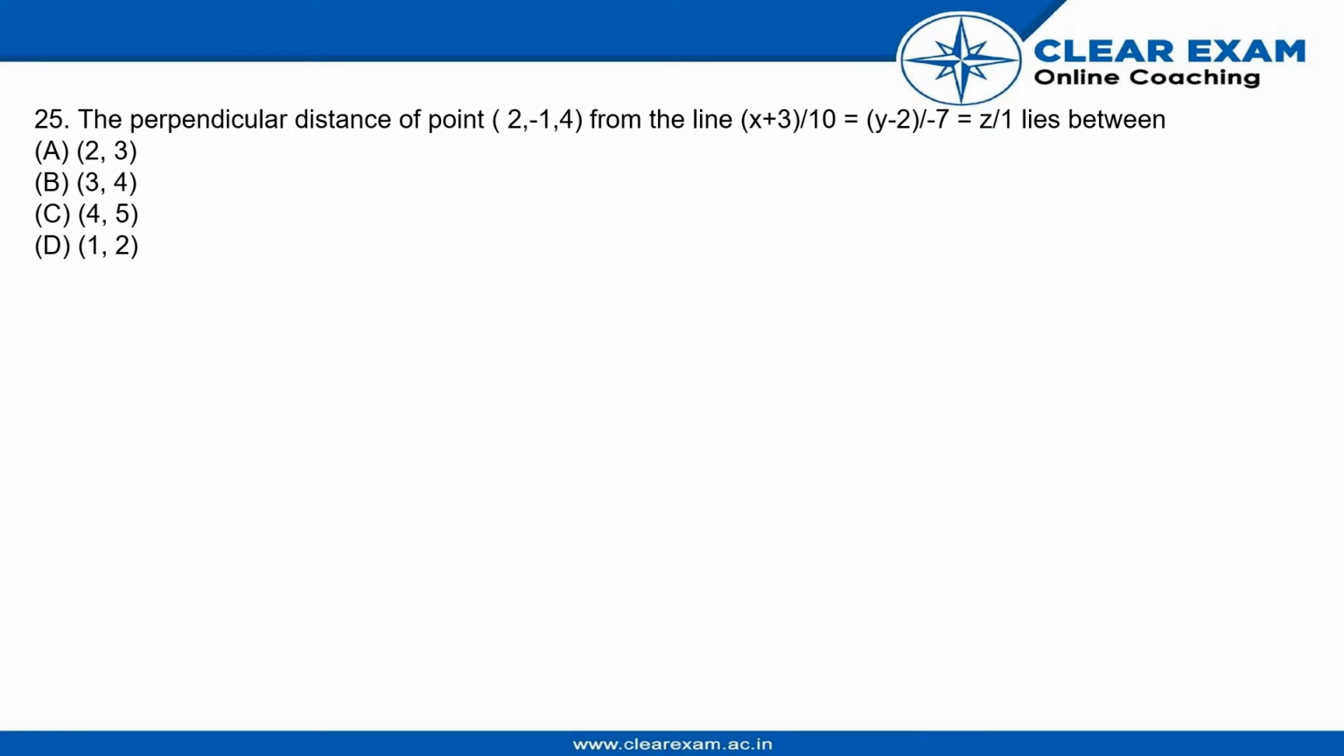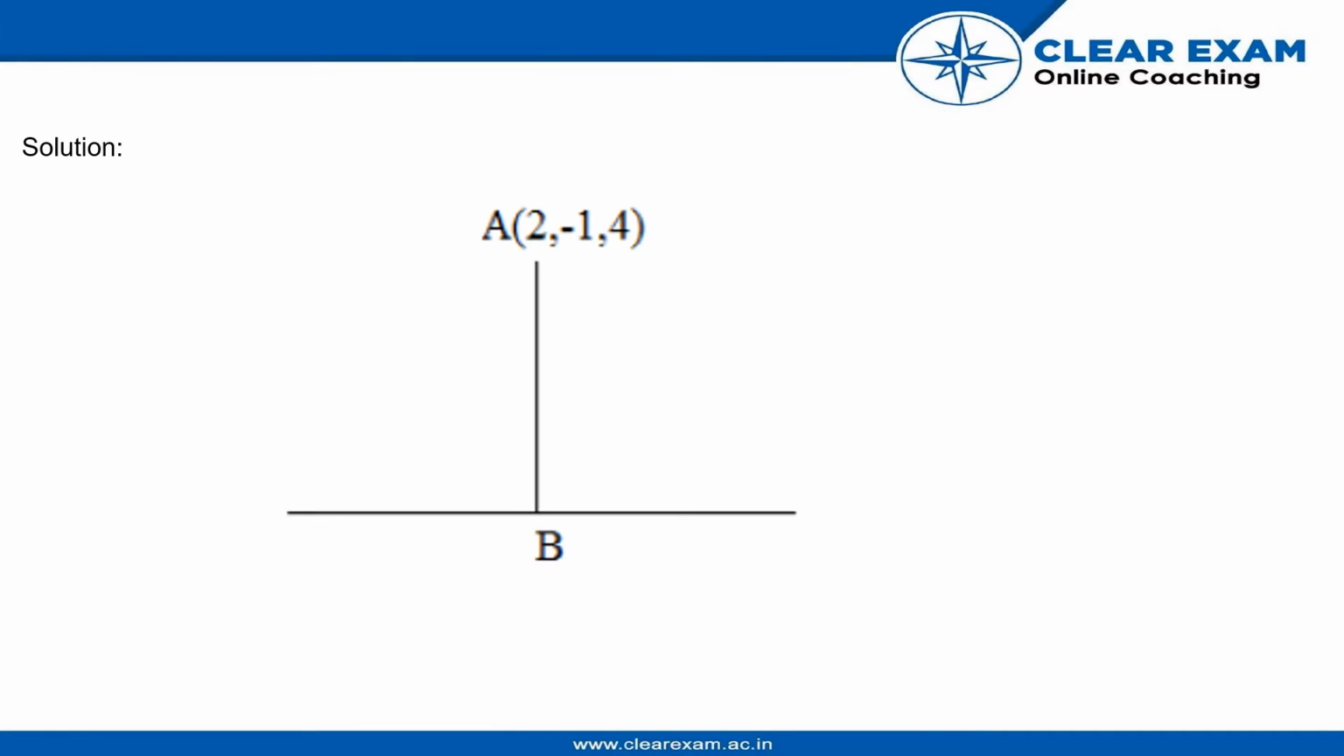Question number 25. The perpendicular distance of point (2, -1, 4) from the line (x + 3)/10 = (y - 2)/(-7) = z/1 lies between. We have given 4 options. So moving towards the figure, a point A is given: (2, -1, 4).